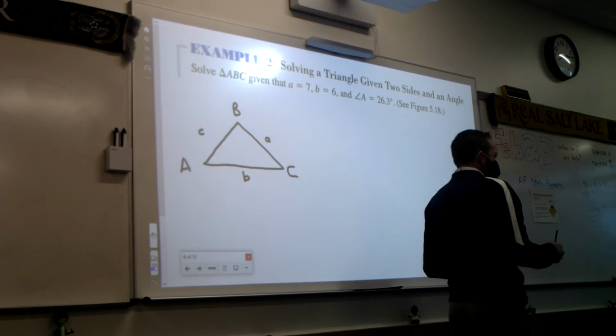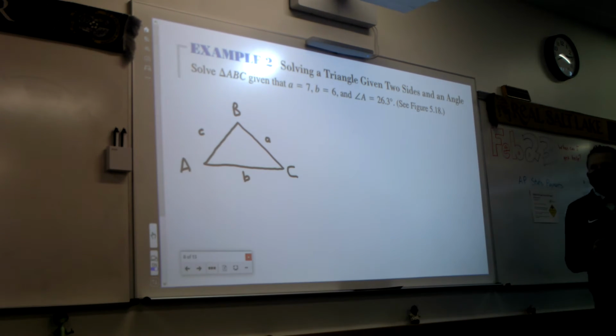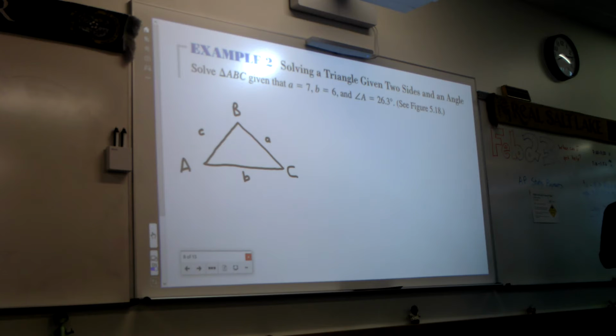Okay, what was given to us on this one? What do we know about this triangle? Alright, angle A is 26.3 degrees. Side A is 7, and side B is 6.